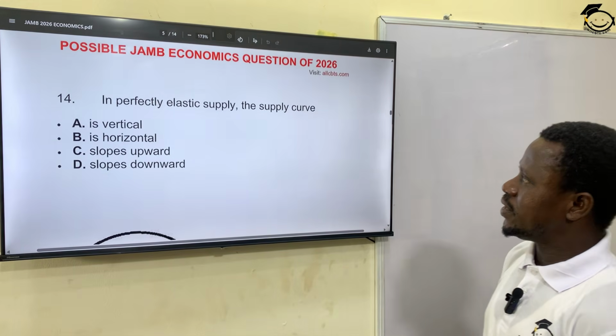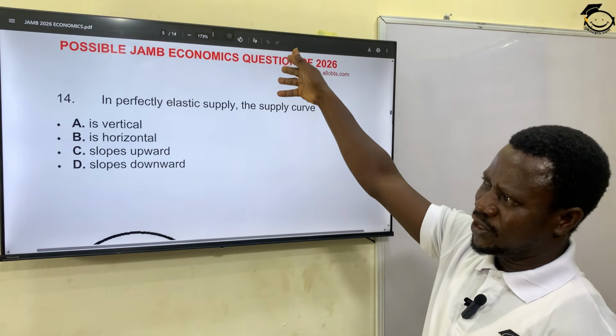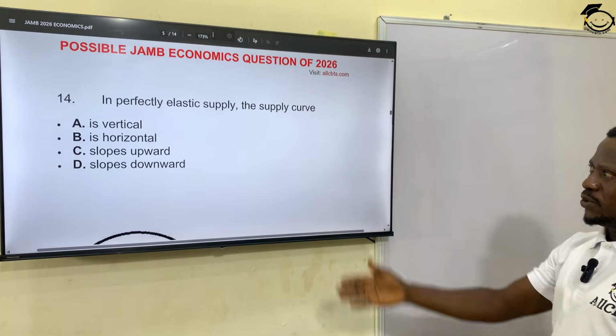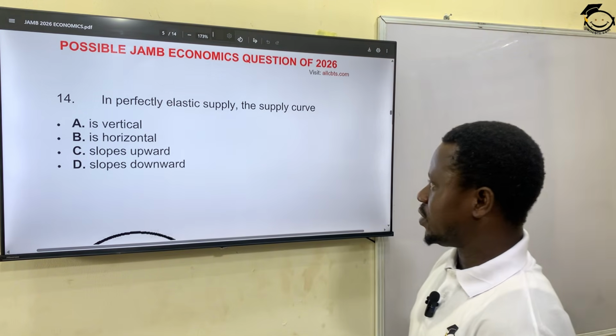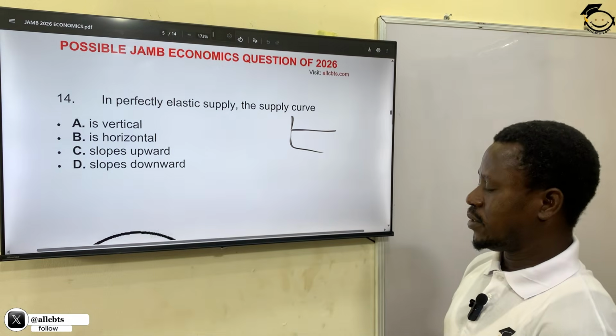In a perfectly elastic supply, the supply curve is horizontal. I just mentioned that earlier when we were talking about a particular product. So in perfectly elastic supply, the supply curve is horizontal. Horizontal in this order. Horizontal.